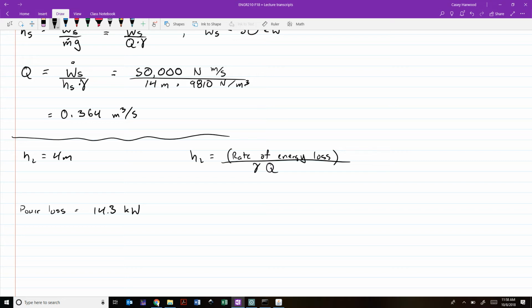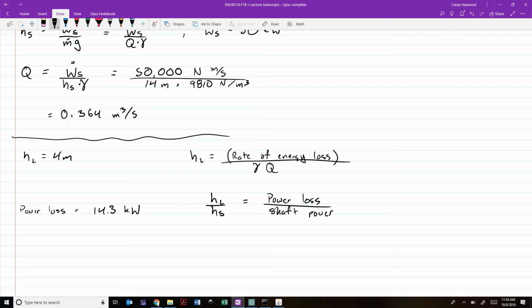Another way you could do it: H sub L, the head loss, represents the potential energy equivalent of that lost energy, and H sub S, the shaft head, represents the energy per unit mass being injected into the flow by the pump. The idea is that H sub L over H sub S should be equivalent to the power loss over the shaft power.